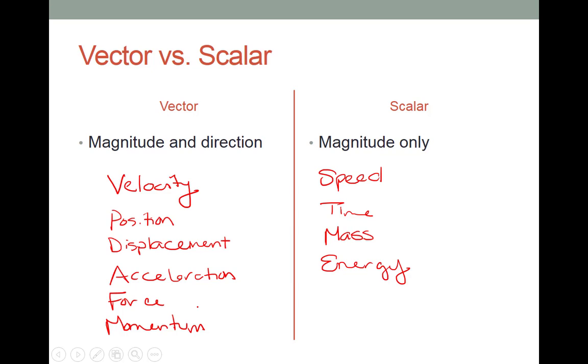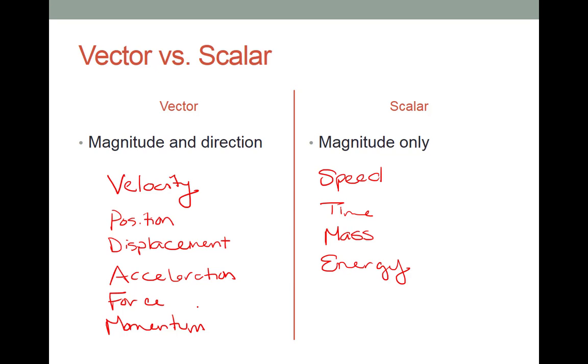These lists are not exhaustive. We will encounter other things that are either scalars or vectors that are not on this list. Okay, just kind of get you going and thinking. Remember, vectors have a direction associated with them. Scalars do not. Okay. Because direction matters, we have to think about the directions, and we have to think about how to express them.